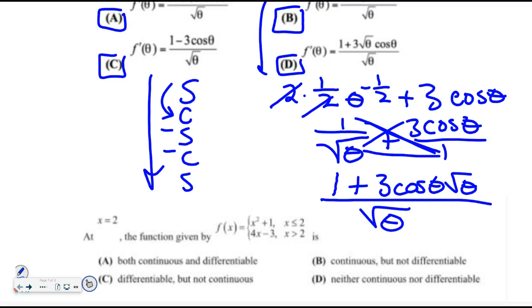And if this was a heart and I broke it apart, you'll notice I get 1 over root theta plus 3 cosine theta root theta over root theta. And it'd lead me right back to where I need to be. So that looks like it is option D for this one. 1 plus 3 cosine theta root theta over theta.